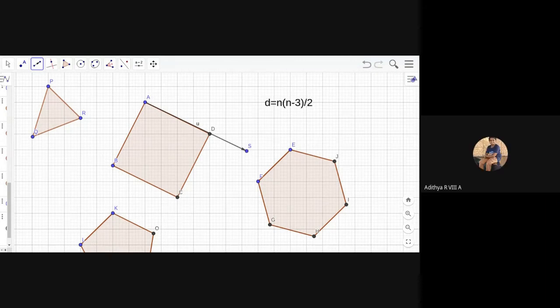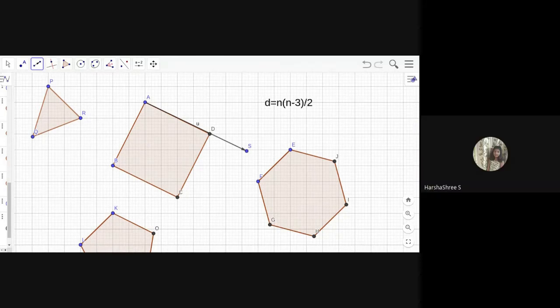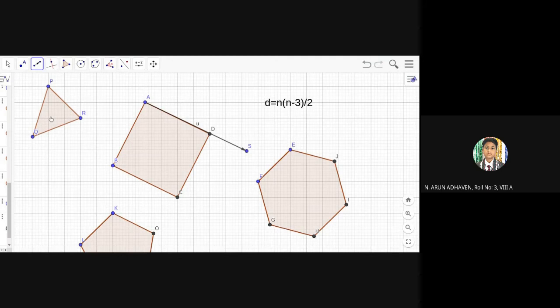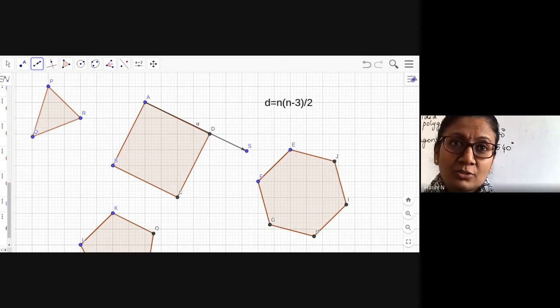So 0 divided by anything is always 0. 0 multiplied by anything or divided by anything will always be 0. 0 multiplied by 3 is also 0, and 0 divided by 2 is also 0. So on the whole, this D becomes 0 for a triangle. That is why we cannot draw any diagonals for a triangle.